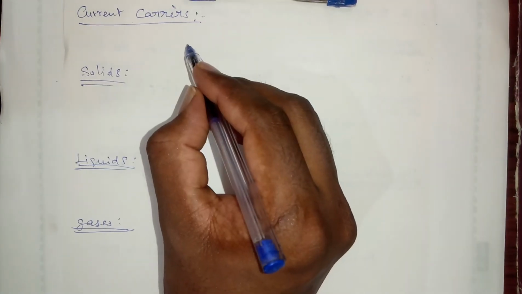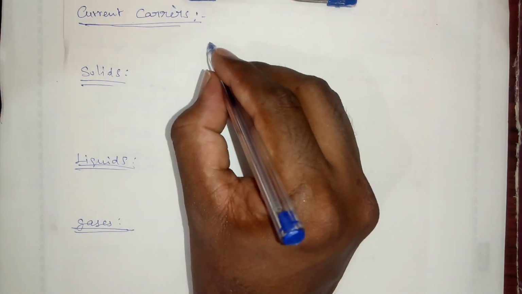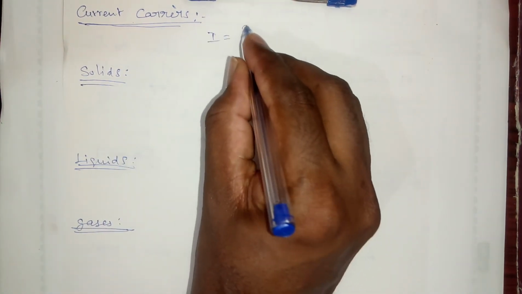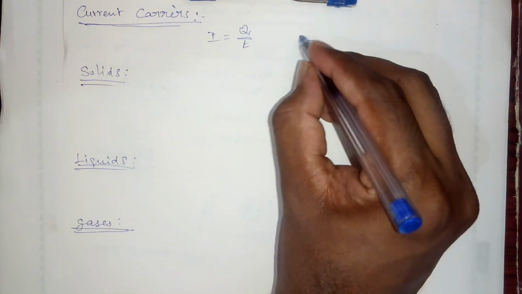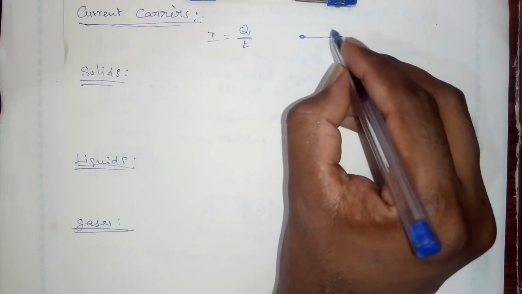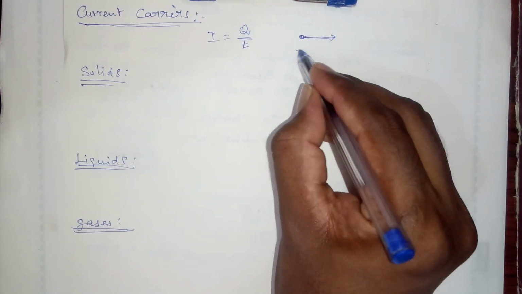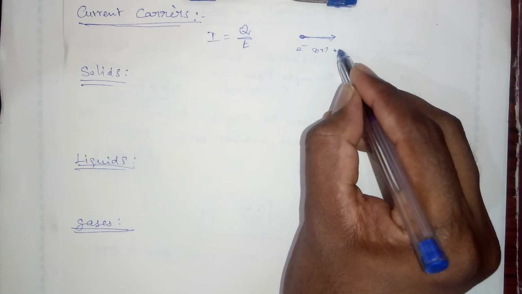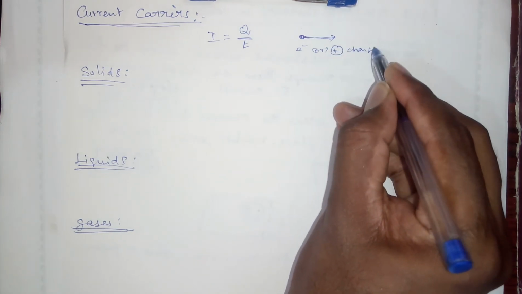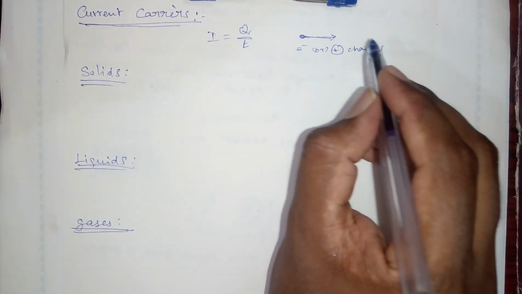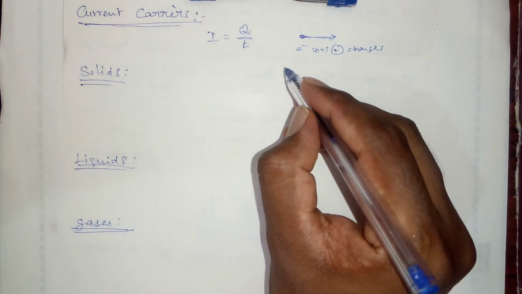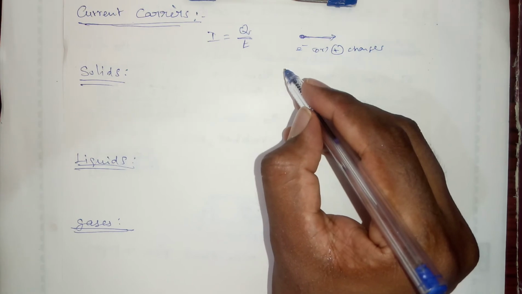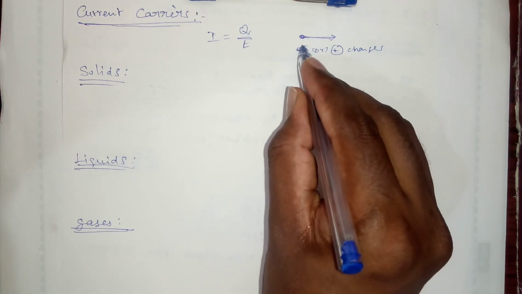Next we move to the concept of current carriers. We know current means the flow of charges. Current I equals, we know the formula, Q by T. The rate of flow of charges is called current. So if the charges move, then it is called current. The current carriers may be electrons, that is negative charges, or positive charges. Only in conductors do they conduct electricity, that is current. In insulators they do not conduct electricity.